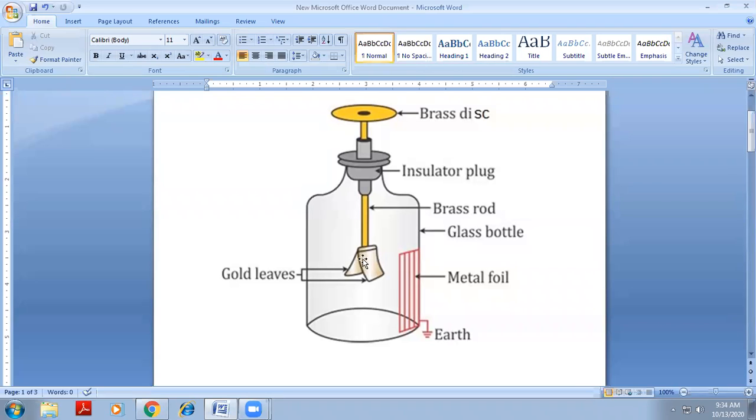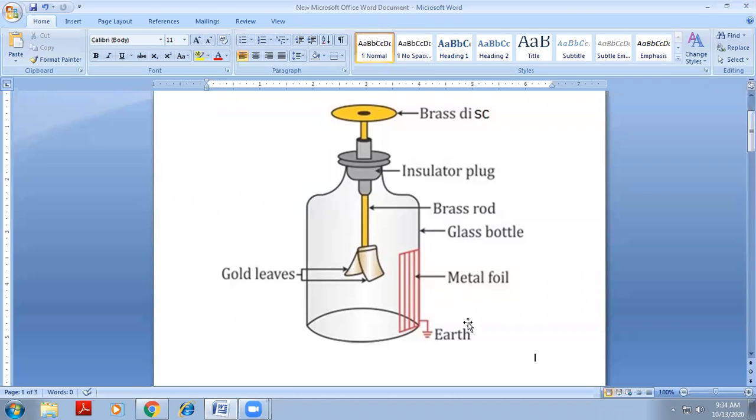After that, this side is totally a glass bottle, or we can say a glass jar, made of transparent glass. We can see what is happening inside. And here we have a red-colored metal foil. If there is an excess of charge, the metal will absorb that excess charge, and that excess charge will be sent into the earth.